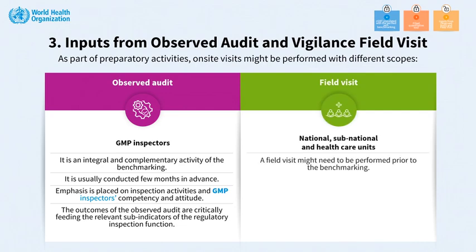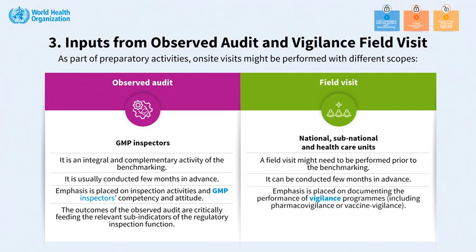A vigilance field visit may be necessary before benchmarking and can be conducted a few months in advance. The focus is on documenting the performance of vigilance programs, including pharmacovigilance or vaccine vigilance. The information and evidence collected during the field visit are used to support the assessment of the vigilance regulatory function. These activities provide valuable insights and contribute to the overall assessment process in preparation for benchmarking.